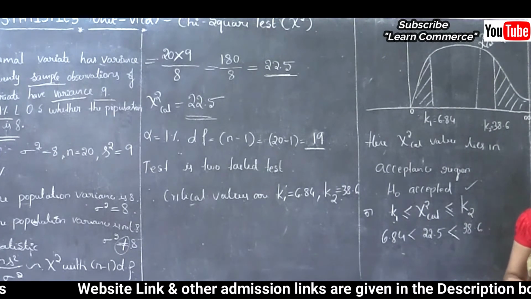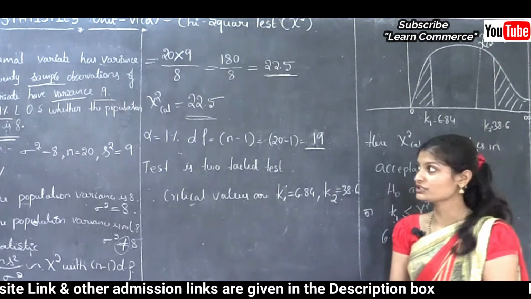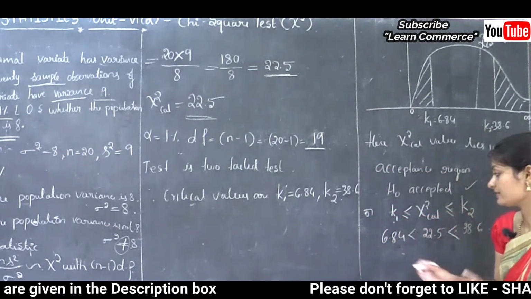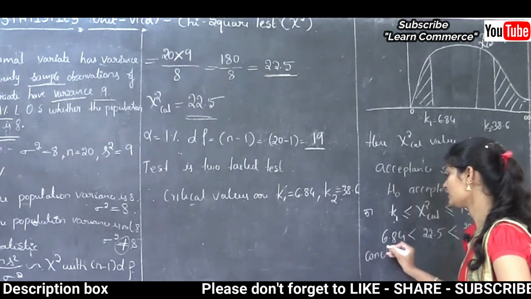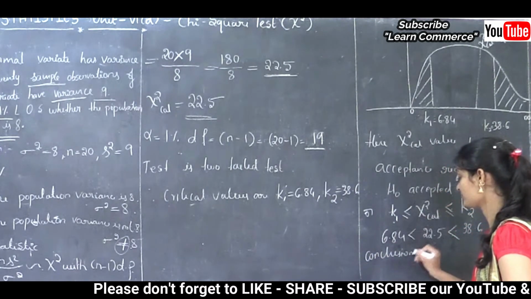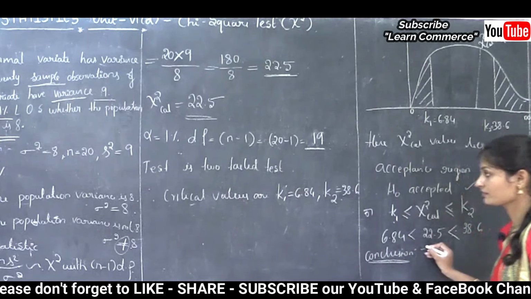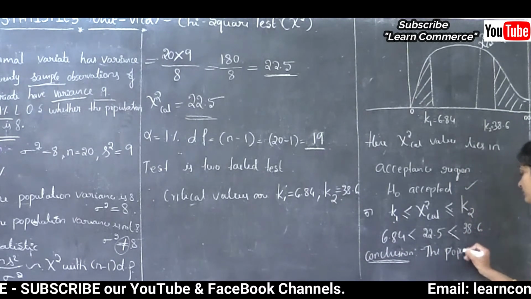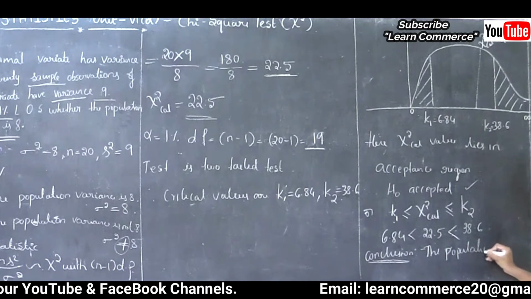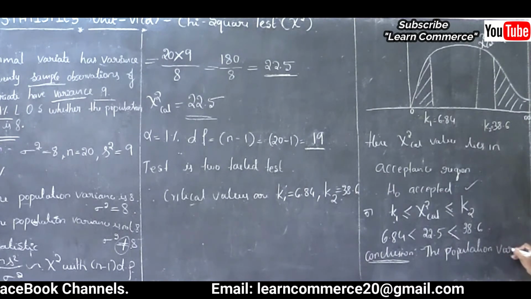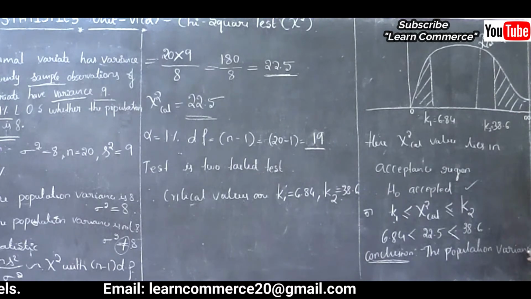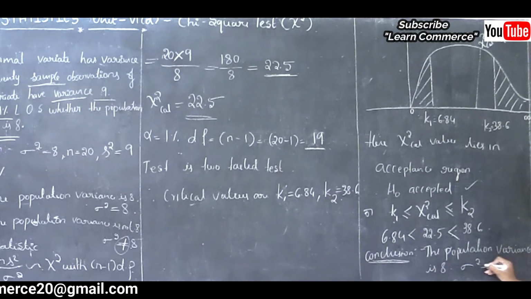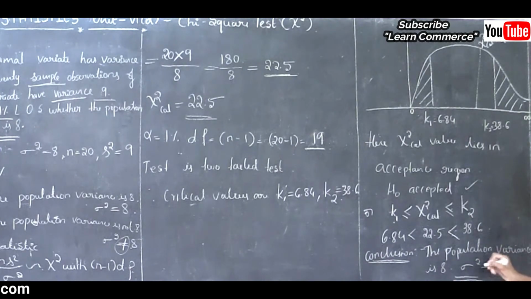If H not is accepted, then the conclusion is that the population variance is 8. That we can write as sigma square is equal to 8. Okay, this is the conclusion.